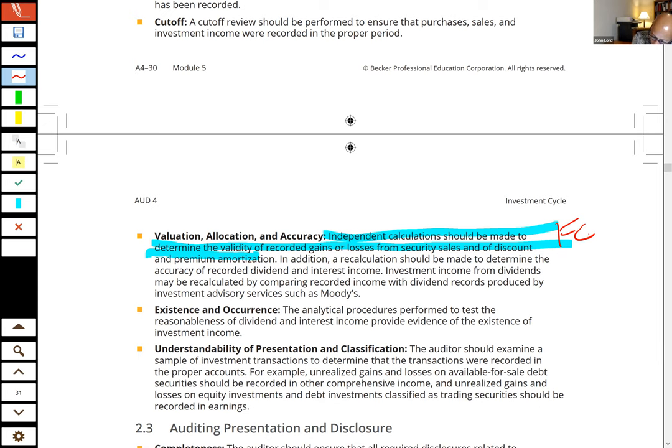And then they come down, and recalculation is what they're talking about here. But then investment income from dividends, and I don't know that you necessarily have to recalculate it, but different investment services, they call out Moody's here, will publish information on what was the dividend per share that was paid. And if your client is using the cost or equity method, you can use that dividend record and say, well, it was $10 per share dividend, and my client holds 1,000 shares, so this should be the dividend income reported under the cost method or fair value through net income method. Or if they're using the equity method, that would be a reduction in the investment account, but you can do a recalculation of all those things.